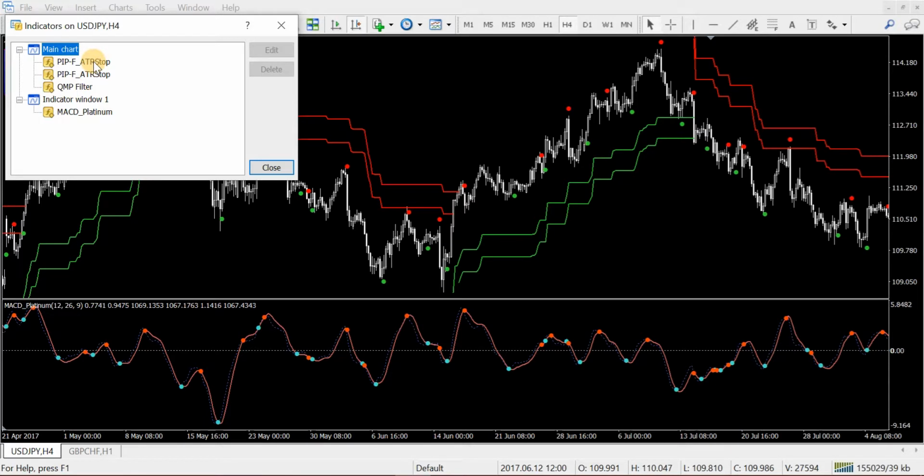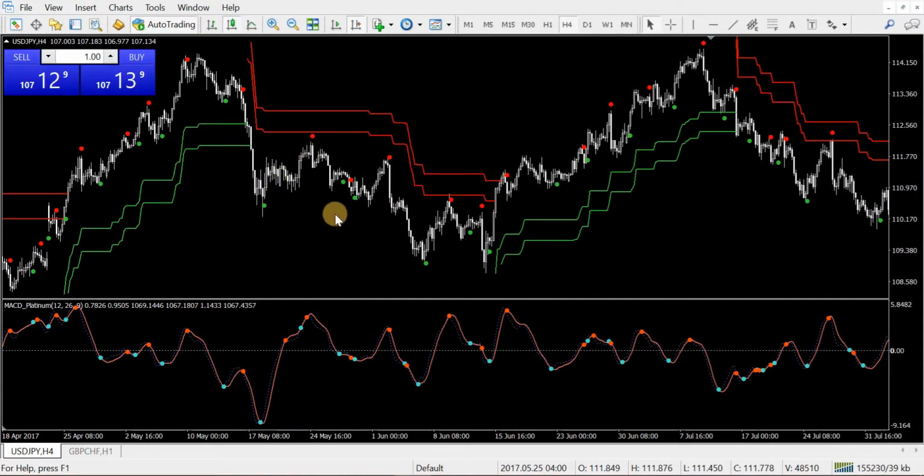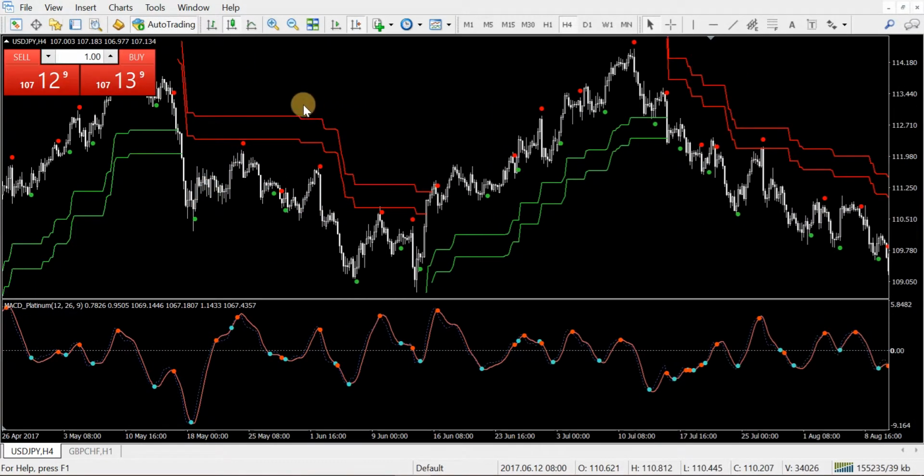You want to see the settings. Different time frames have different settings. I'll explain what I mean. Now I'll just close this. Basically this is the 4-hour chart, so I'm looking at a 4-hour chart, but both of these ATR Stops are for a weekly chart.